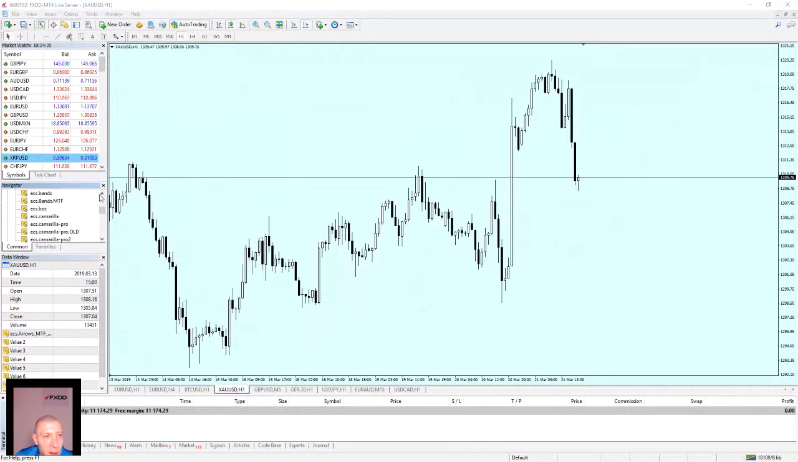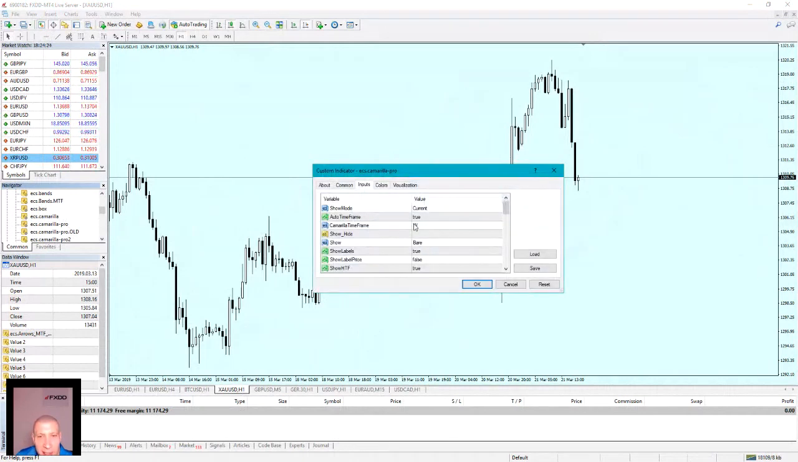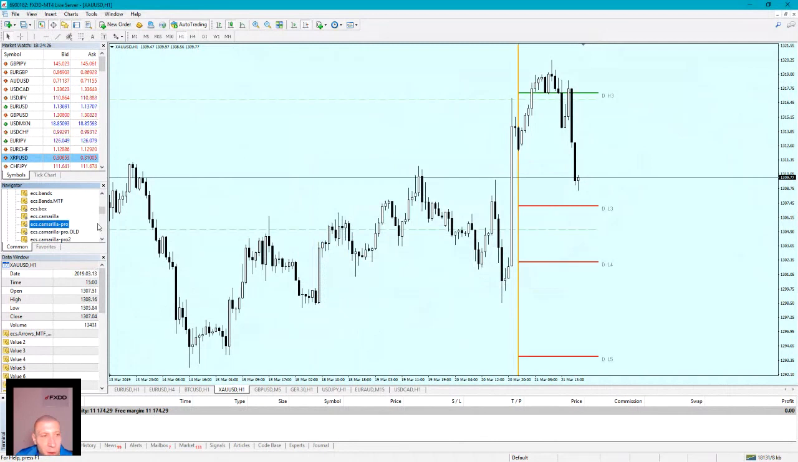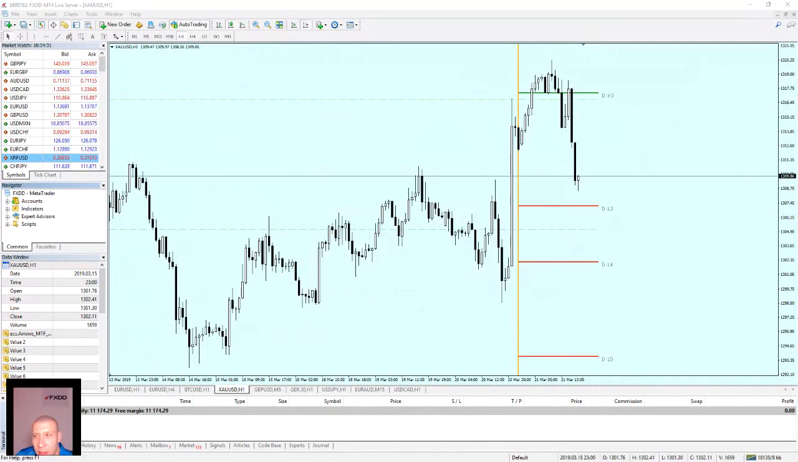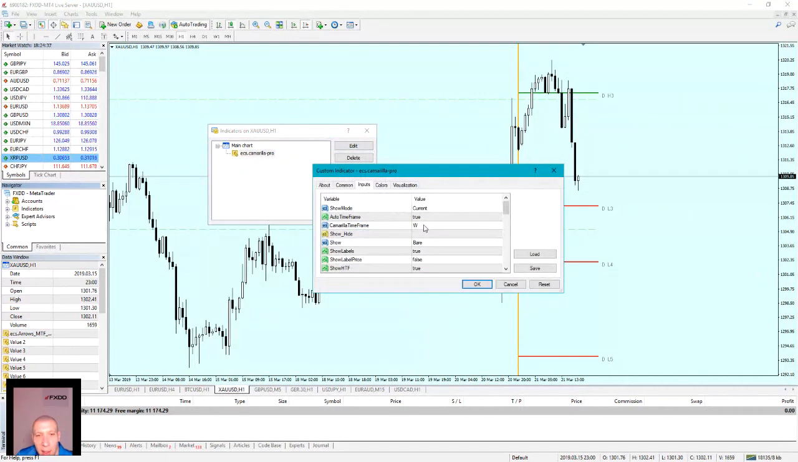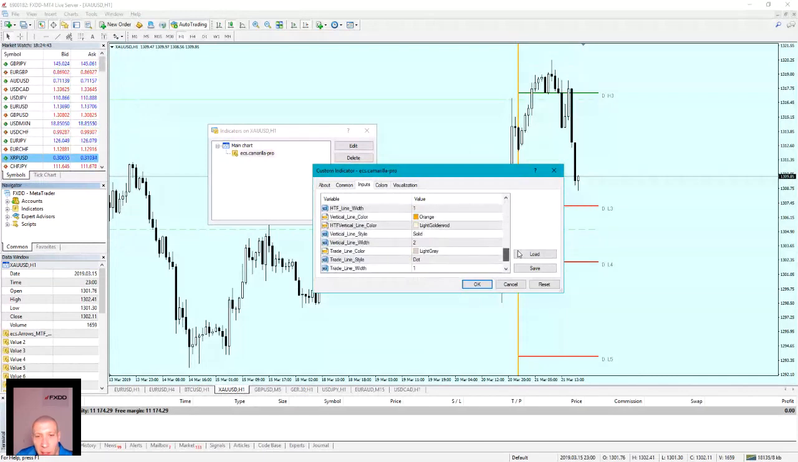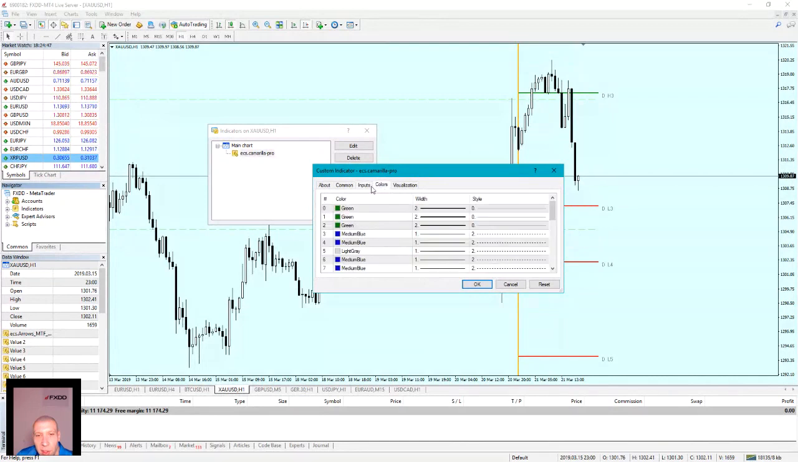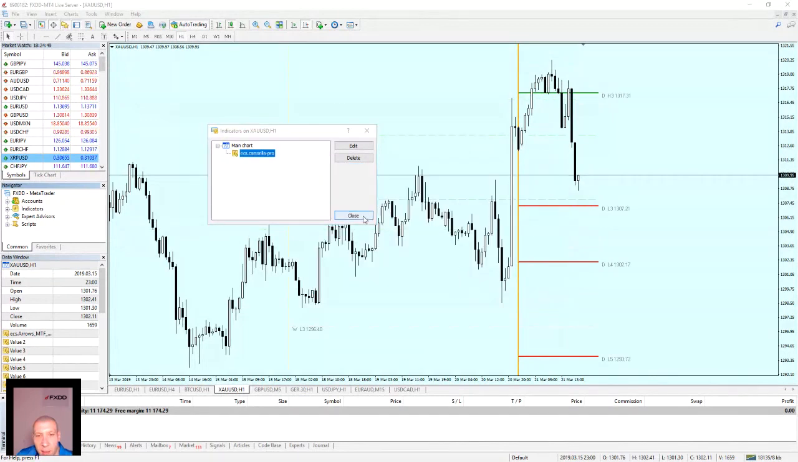Okay, and these are the settings here. By default, you will see these levels. Now, if you go to the indicators list here, you will be able to see weekly levels, show labels true, show labels price is true. This is for colors. You can also change colors if you want. Of course, everything is customizable.